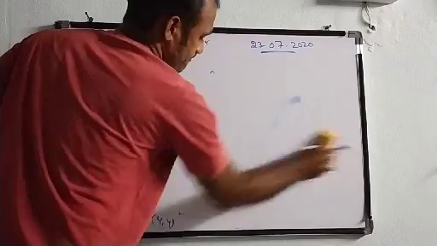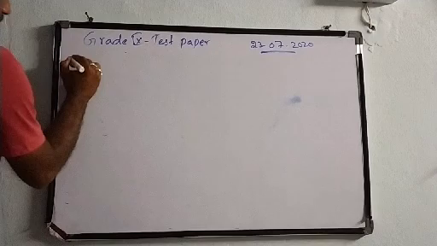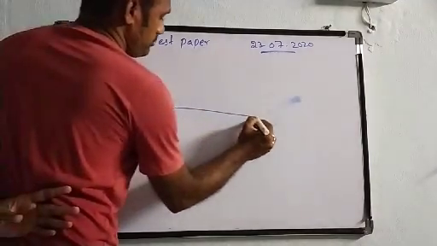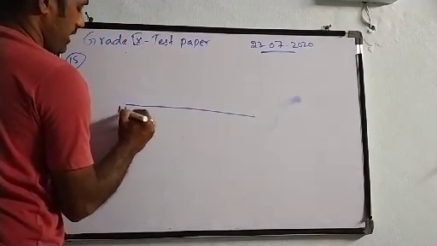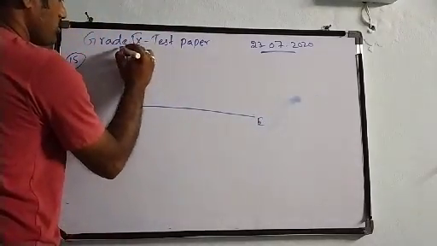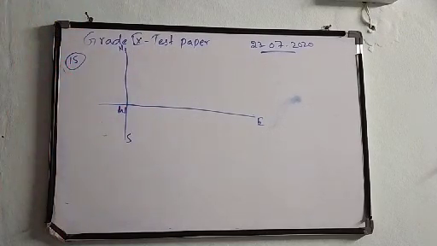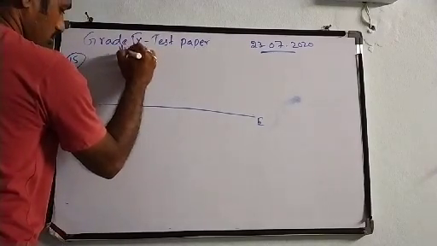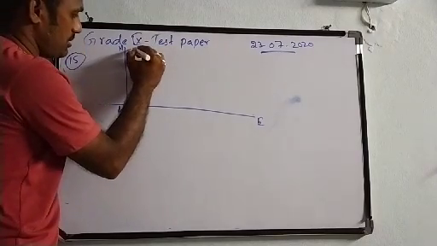Next, coming to the last question, the 15th question. So here the question is, there are two roads, one in the east-west direction, the other one in the north-south direction. So they are intersecting according to the question. Every 200 meters apart there are 5 streets in the north-south direction and in the other direction too.